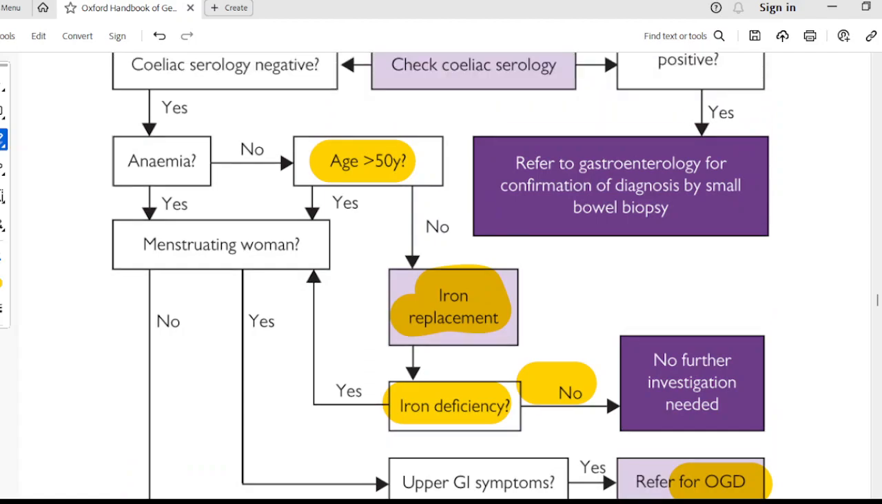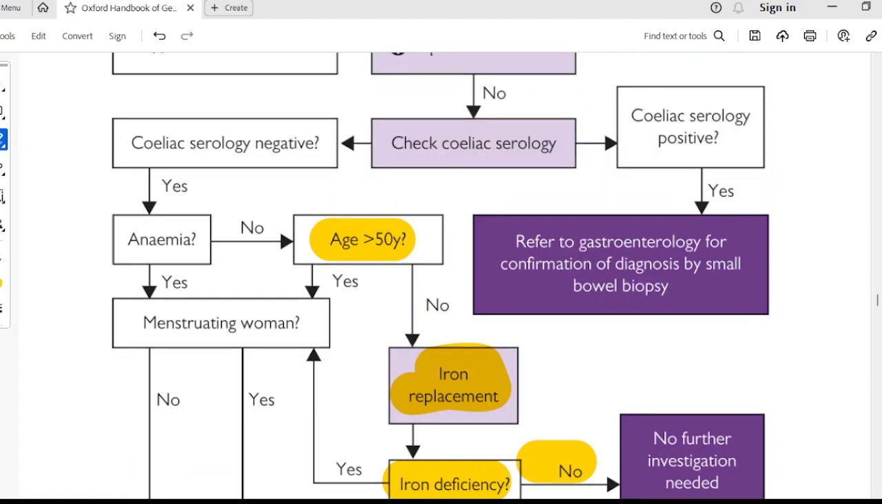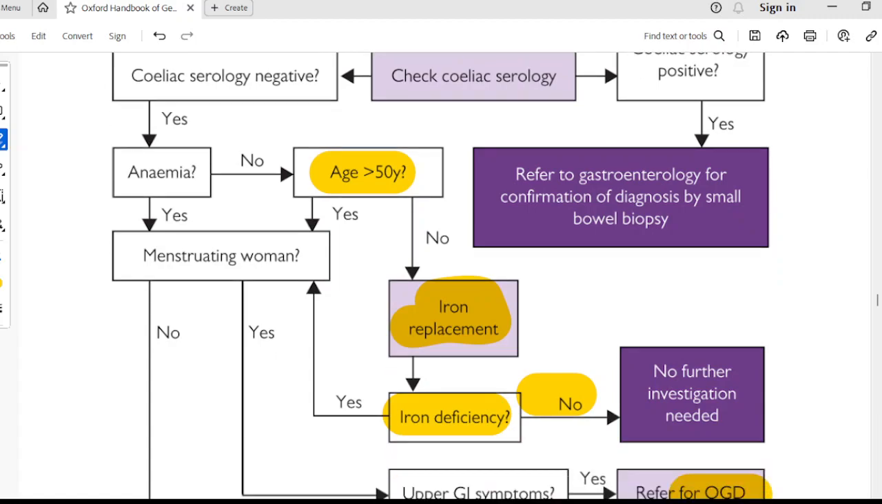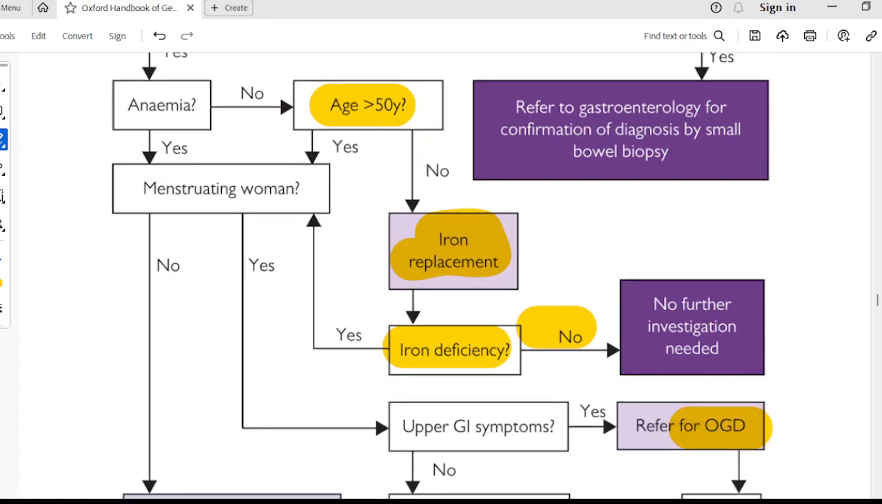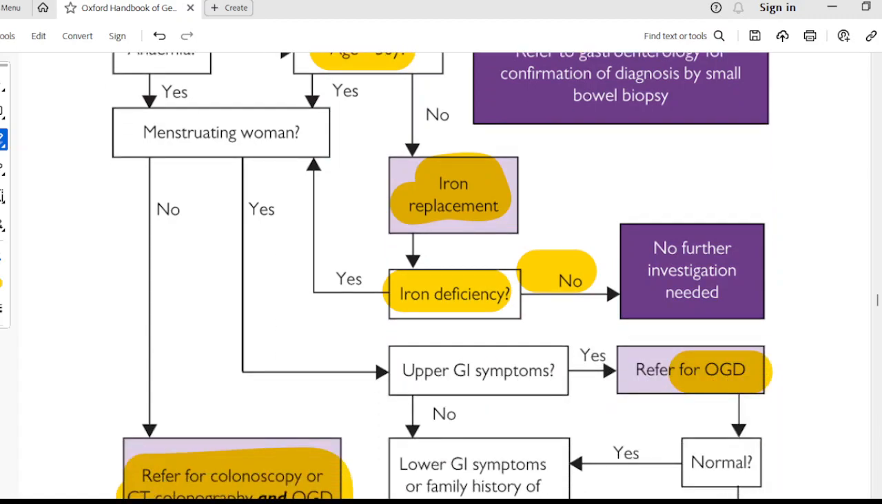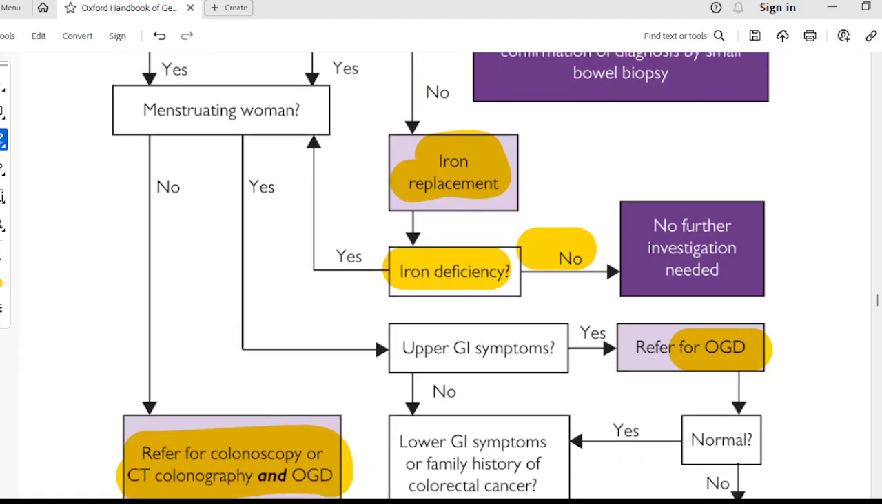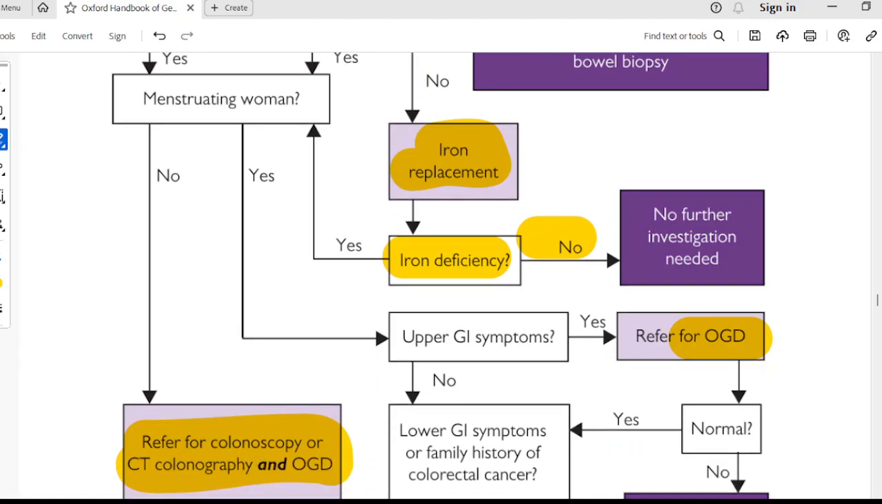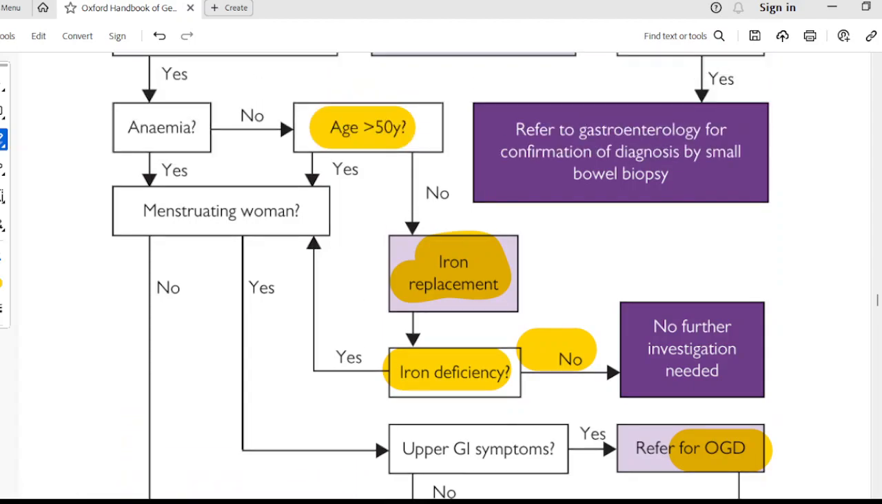So it depends on the age. After a celiac screen, it depends on whether anemia is present or not and the age of the patient. If age is more than 50, then you have to evaluate further with either upper GI endoscopy if upper GI symptoms are present, or if no upper GI symptoms, you have to do both colonoscopy or CT colonoscopy and upper GI endoscopy, all three of them.